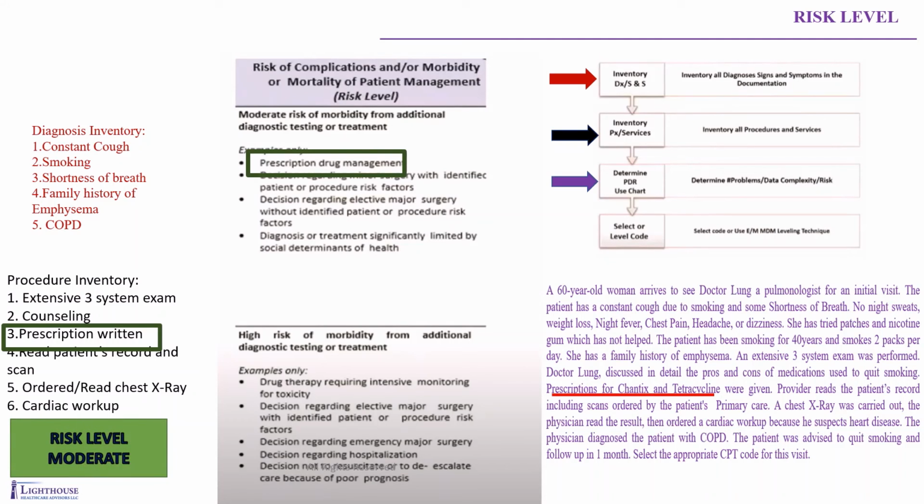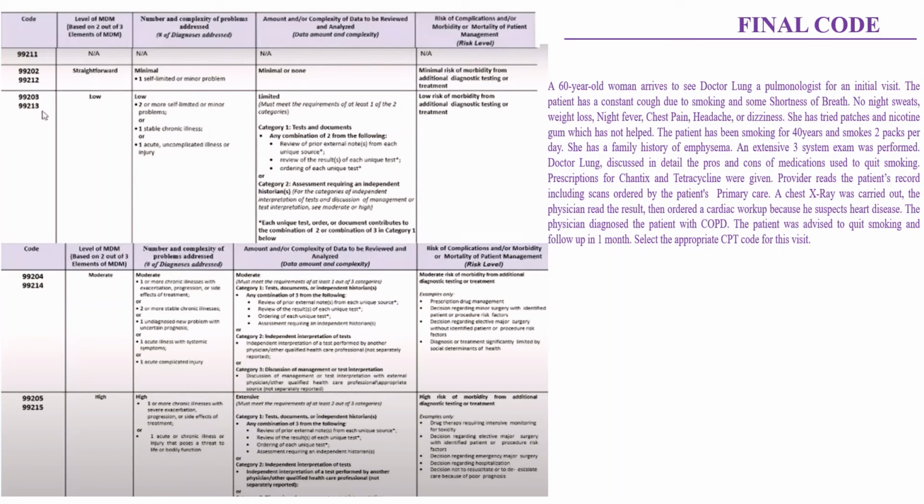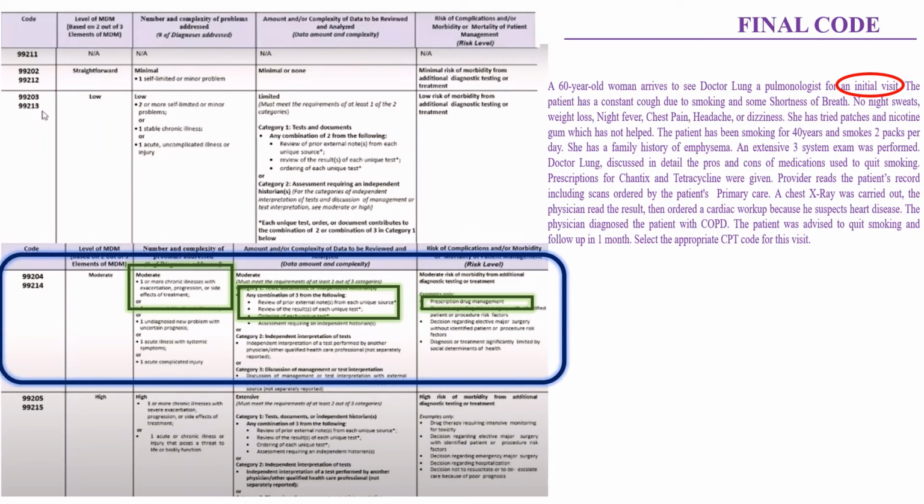Now we have completed all of those. Our final step is going to be to select the code for the level. Alright, let's go to our charts here and plug in all our information. Remember, we had a moderate number and complexity of problems with COPD exacerbation. We also determined the data complexity fell under moderate. Those 3 elements were met. There was prescription drug management, so the level of risk is moderate. This is easy because they all fall within one row. So we need to see, based on documentation, if it is a new or established patient. That is easy because it is an initial visit, so it is a new patient. Hence the code would be 99204.